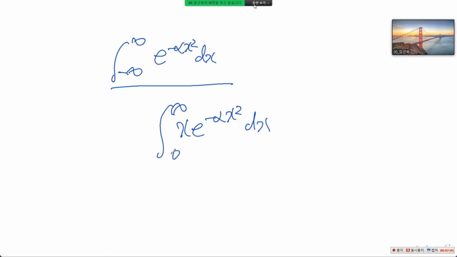First of all, the algebraic test, what's that? When alpha is positive.